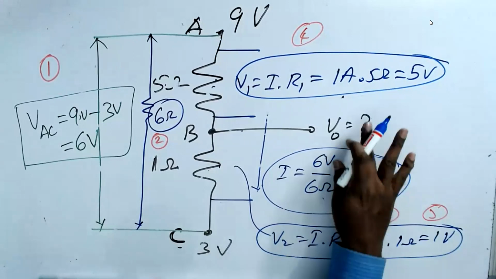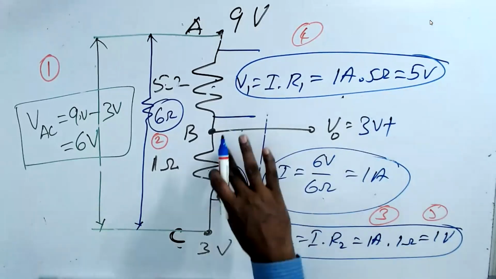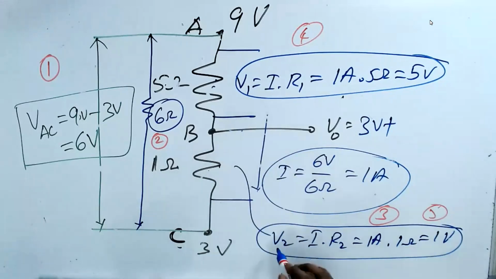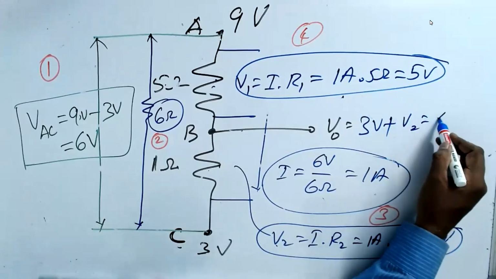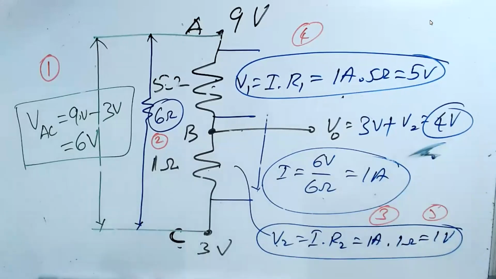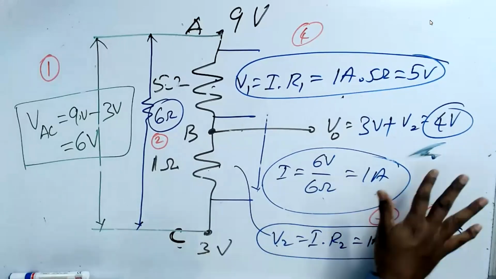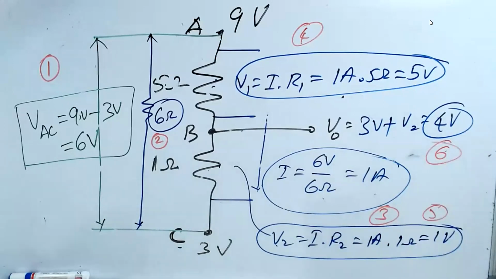V0 is equal to 3 volts plus V2, because the potential difference is across this, equal to 4 volt. So this is the answer on the 6th step. Now, if you don't understand any steps, 1 to 6, let me know which step you don't understand, and tell me why. I made it 6 steps.